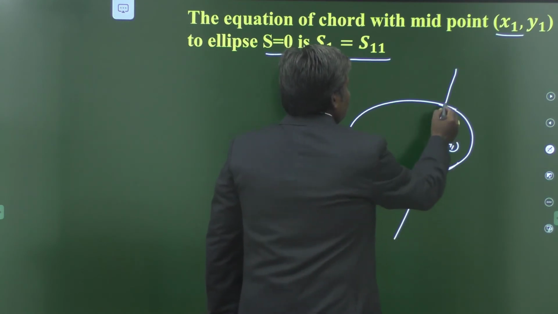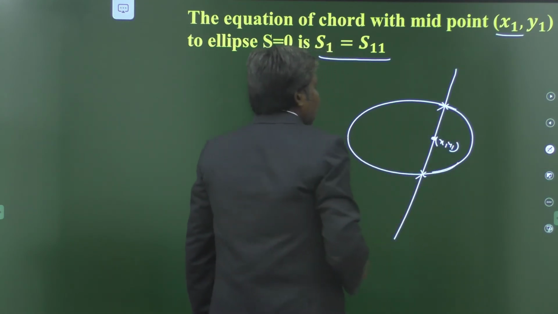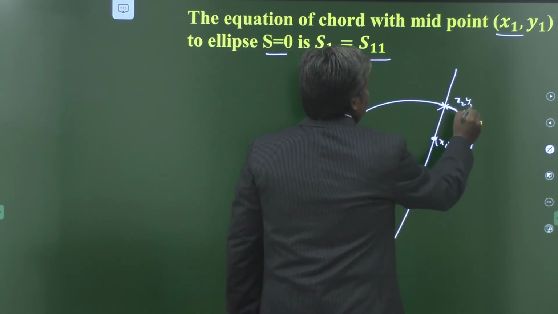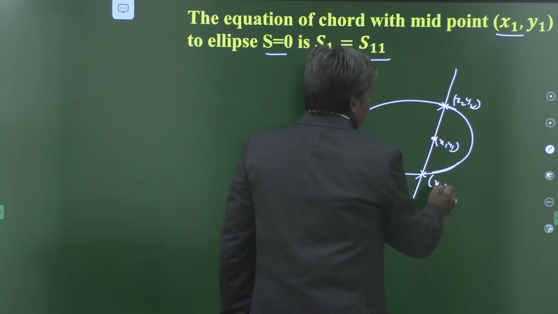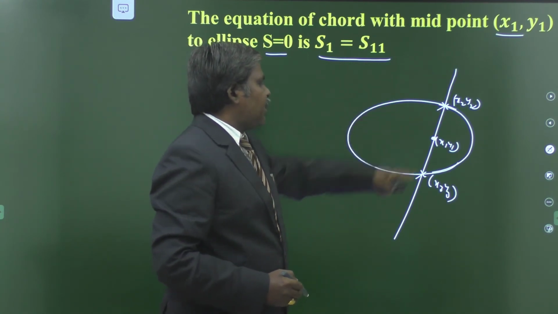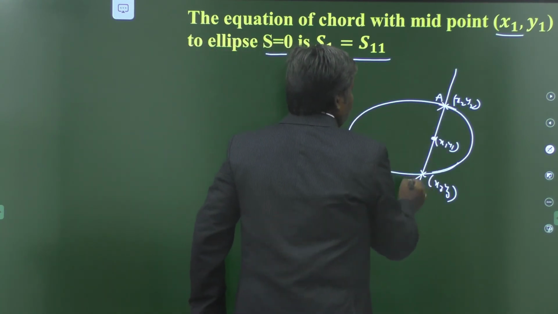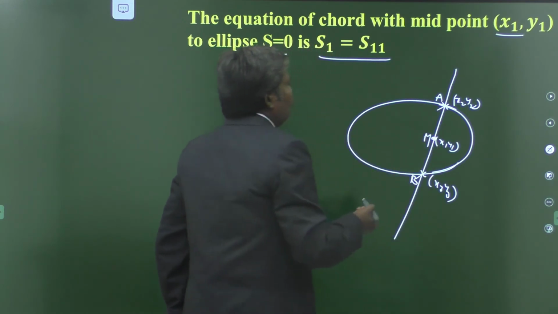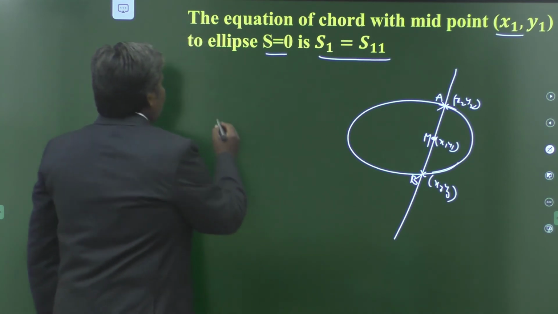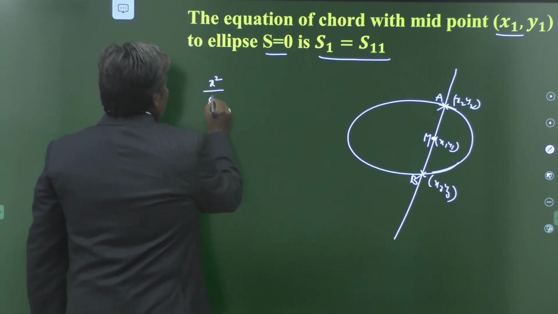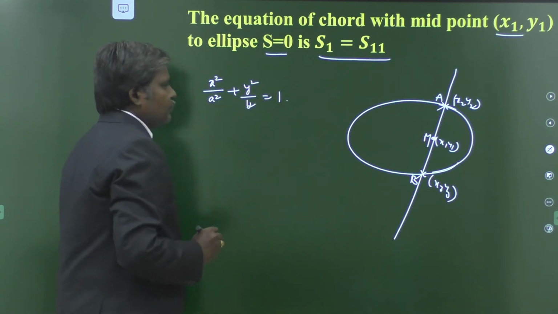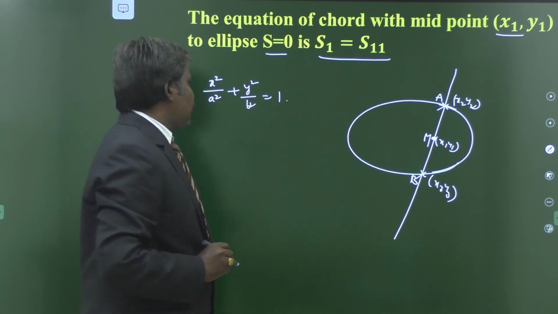Now these are the extremities of the chord, (x2, y2) and (x3, y3), say. So this is the midpoint of this chord AB. We have to show that its equation is S1 is equal to S11. What is the equation of S? Your equation of S is x square by a square plus y square by b square is equal to 1. This is your ellipse equation.